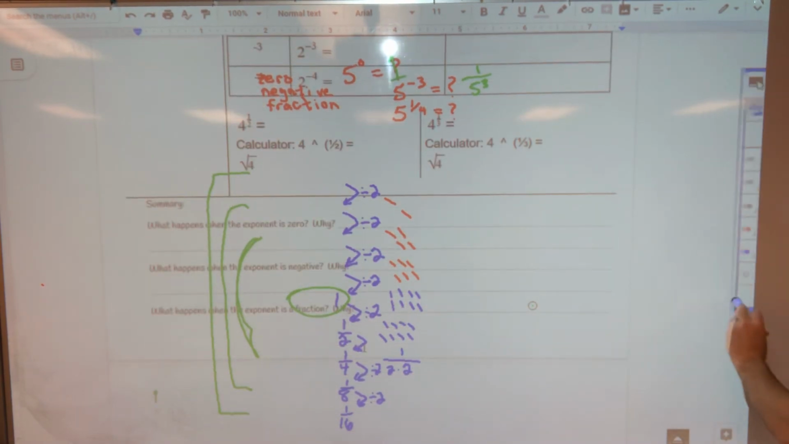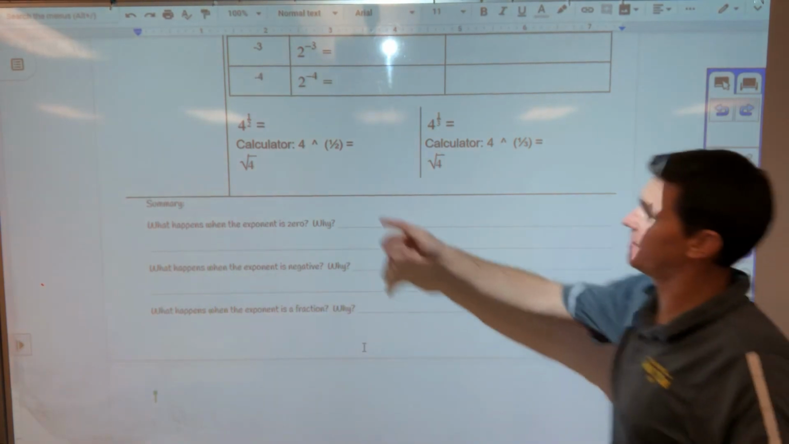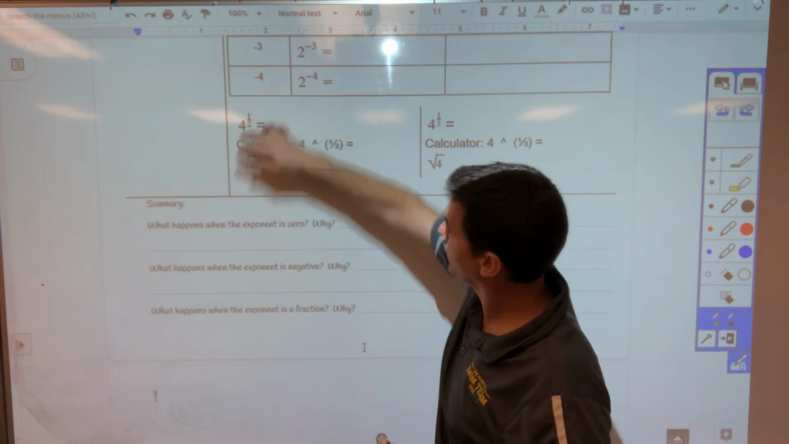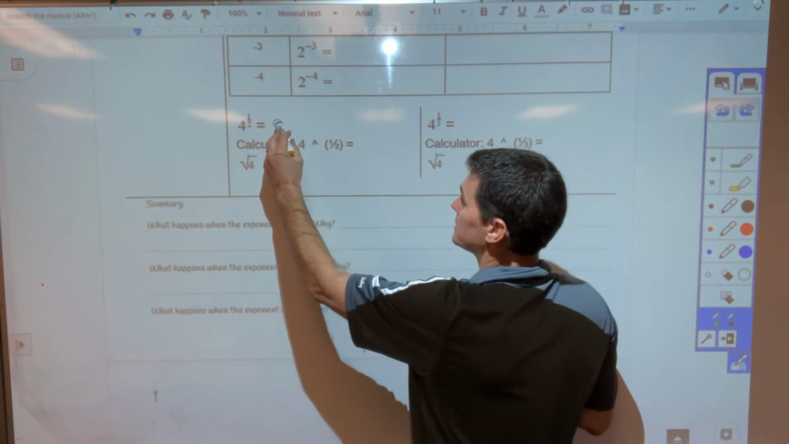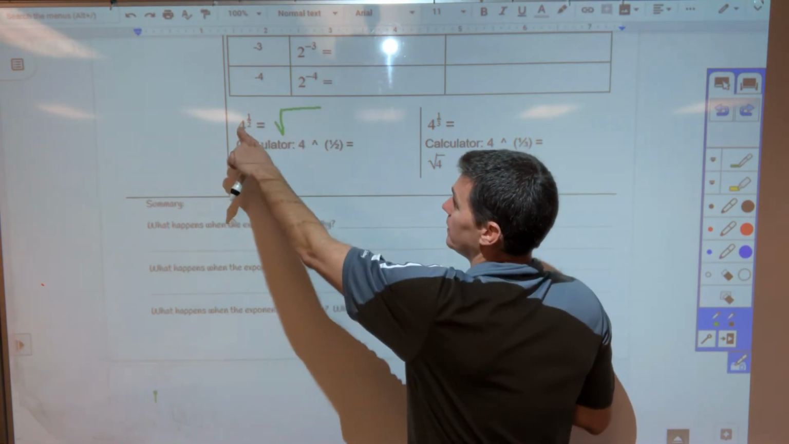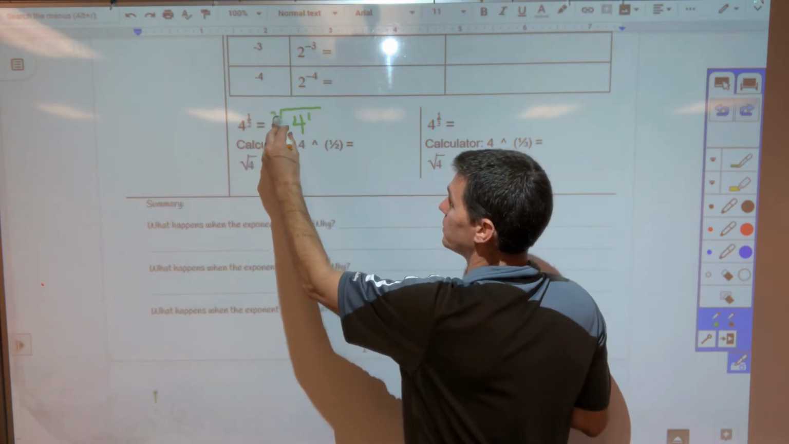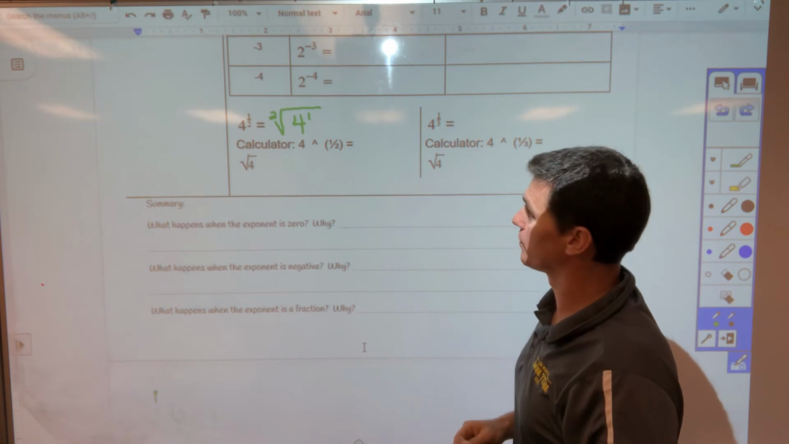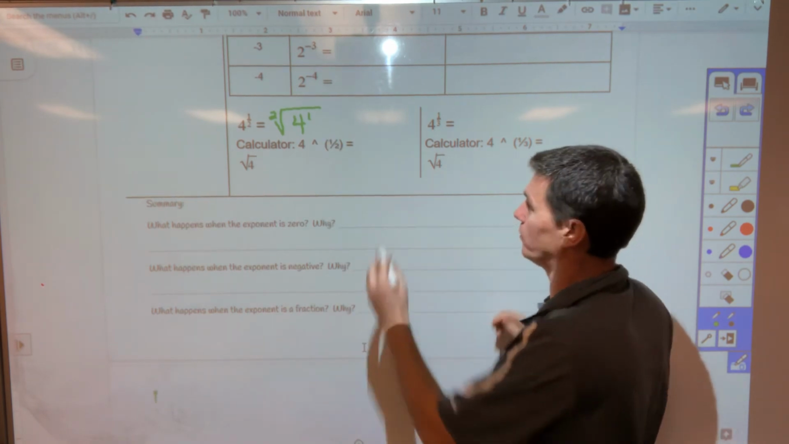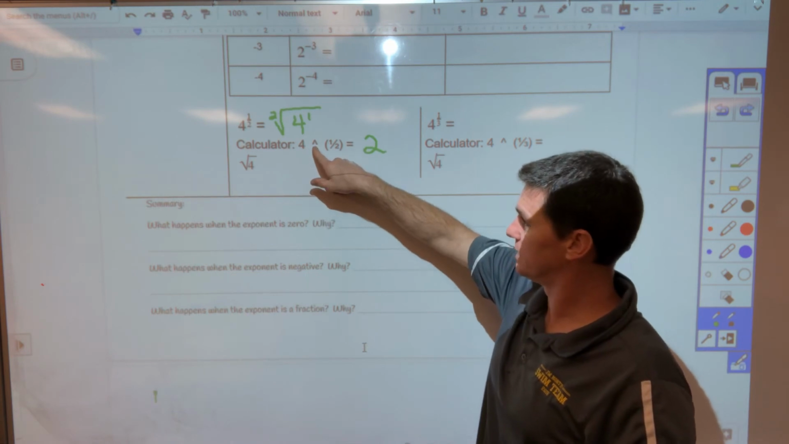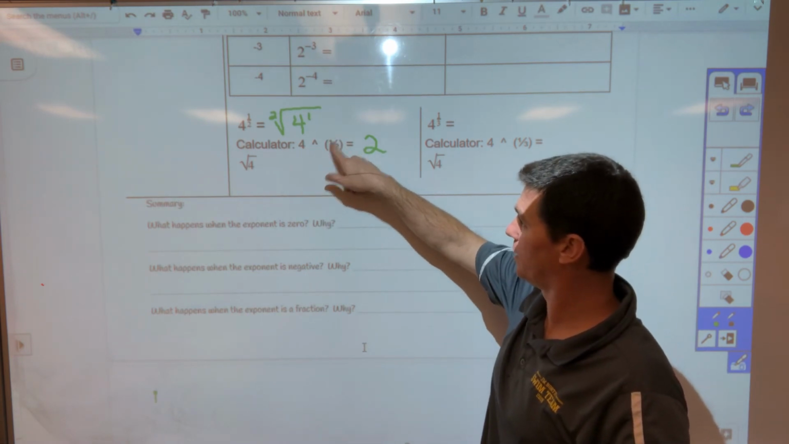Well, we know that this would be between 0 and 1, but we're going to rewrite this as a radical. Okay, 4 to the first, and this 2 is going to be our square root. So in other words, it's the square root of 4, which we know is 2. In your calculator, you type in the 4, you use this little symbol, you use parentheses 1 over 2, and then close your parentheses.